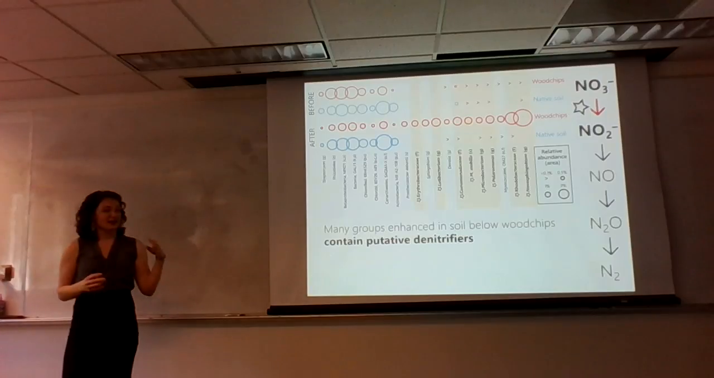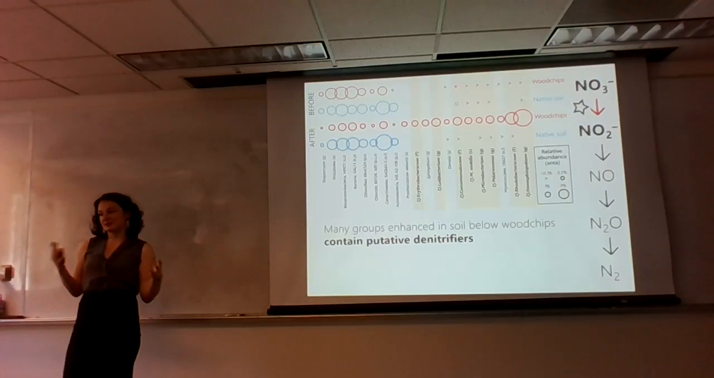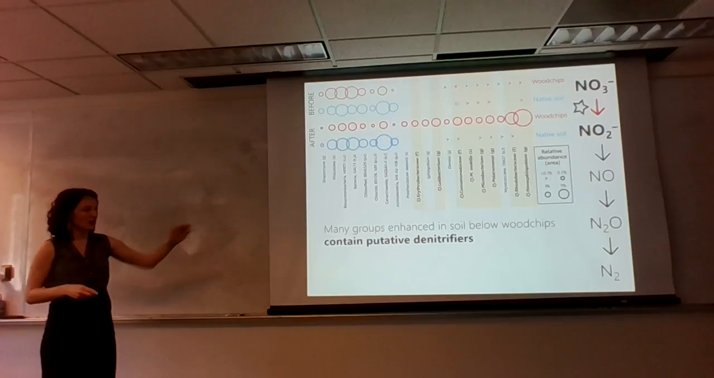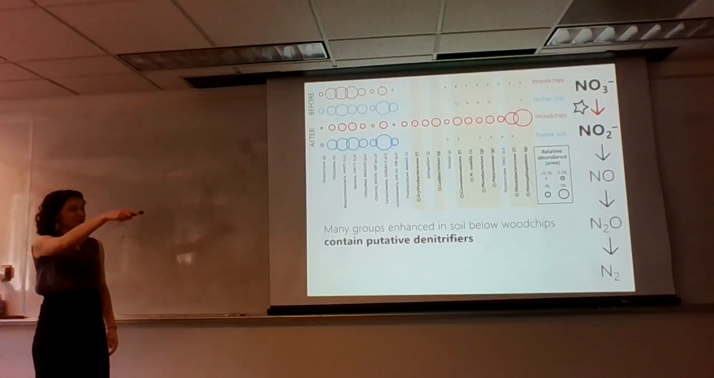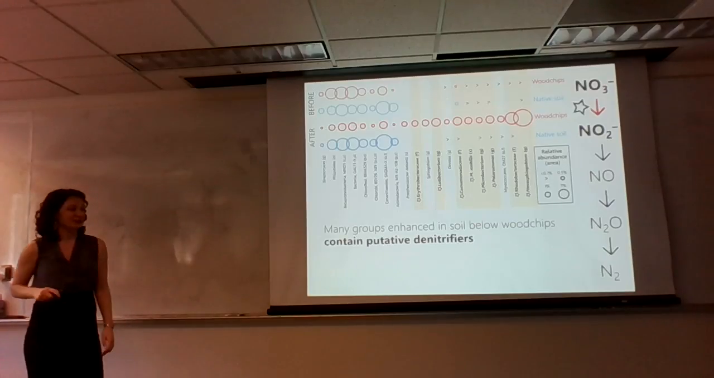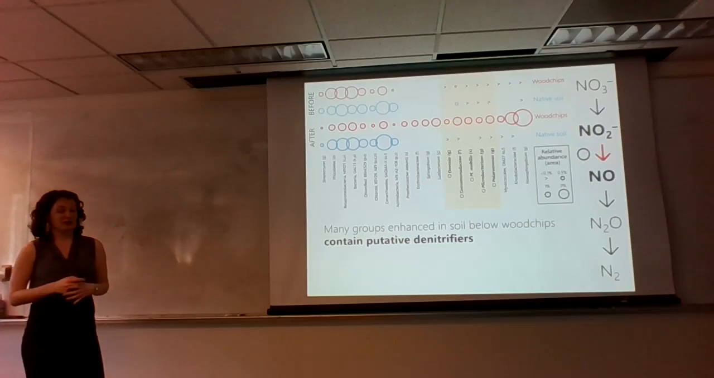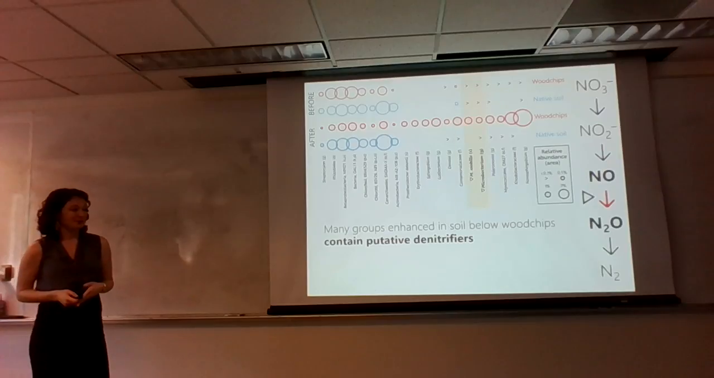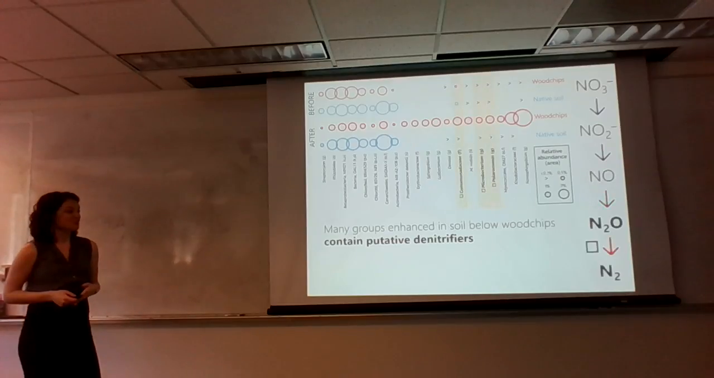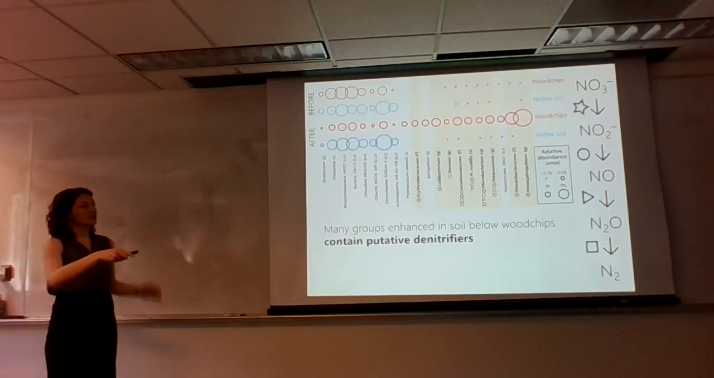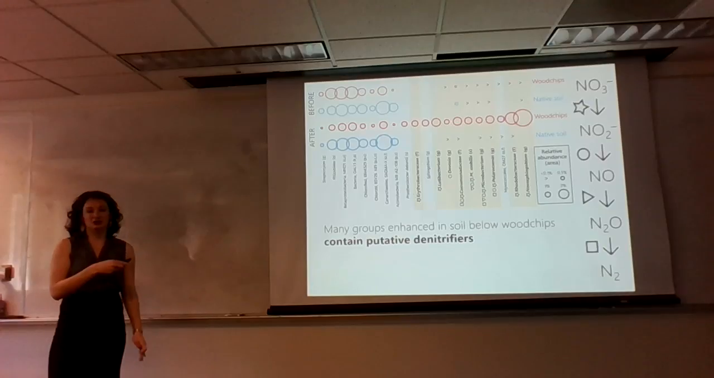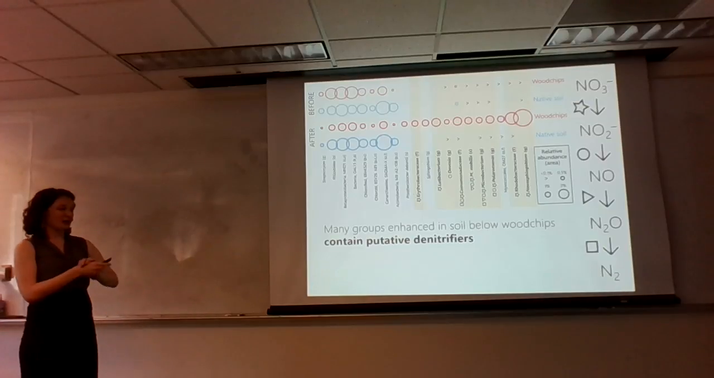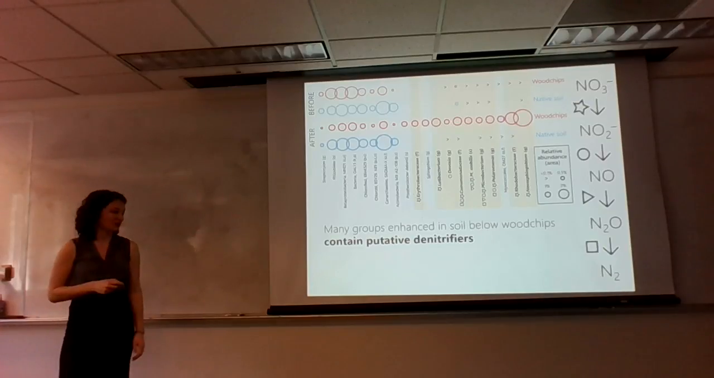Many of those that are enhanced have the capability of carrying out different steps in the denitrification pathway. And so now I'm highlighting all those that are capable of carrying out nitrate reduction, the first step. These are the microbes that are capable of carrying out the second step, the third step, and the fourth step. And so overall, most of the microbes that were enhanced below wood chips contain the capability to carry out at least one of these 4 steps in denitrification.